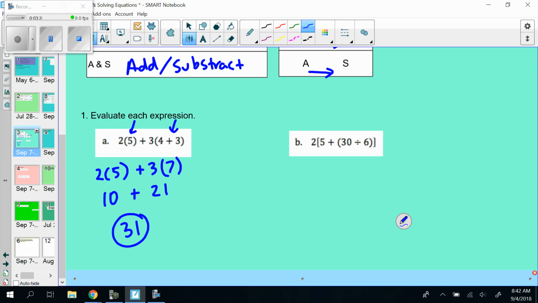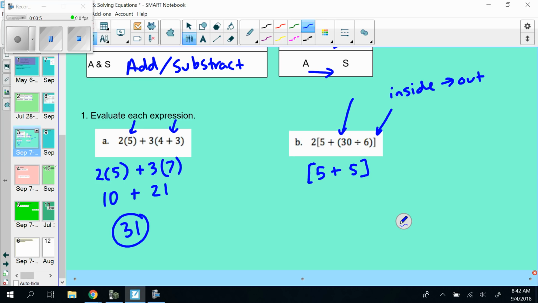B, okay, here we got multiple sets of parentheses. You can see these brackets, they work just like parentheses, and we also got another set here. Whenever you have multiple, you always work inside out. So we want to start with this inner parentheses and do that one first. So we would want to start with the 30 divided by 6. That's going to give us 5.